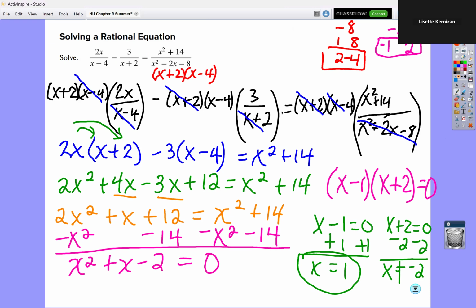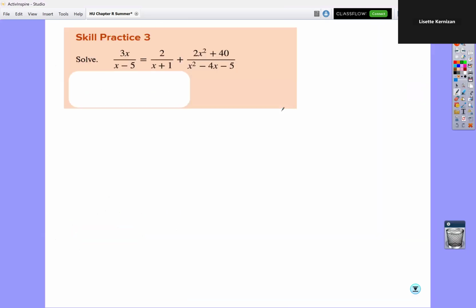All right, pause the video. Try this one on your own. And you will get two solutions when you solve: x equals 5 and x equals negative 6. But when you plug 5 in here, it makes the denominator 0, which doesn't check out.